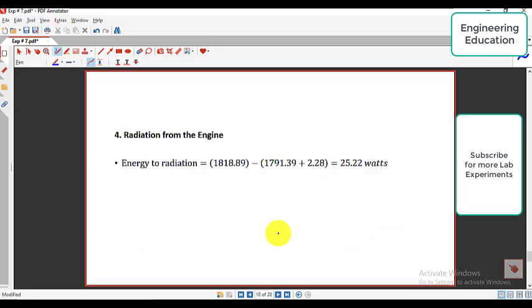Now radiation from the engine, energy radiation. So this is the input to the steam engine and this is the output from the engine. Again this is input to the generator. So we will subtract the energies of the generator input and the steam engine exit energy of the steam. So we will get the energy to radiation and that comes out 25.22 watts. So energy is lost due to radiation and the quantity of that radiation is 25.22 watts.